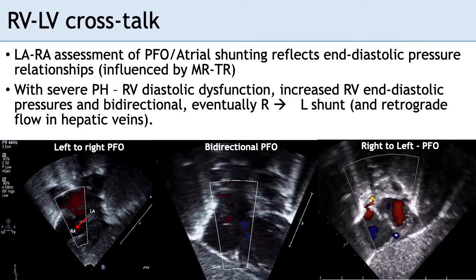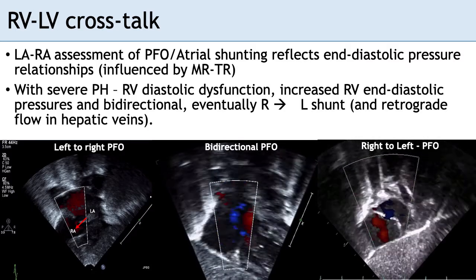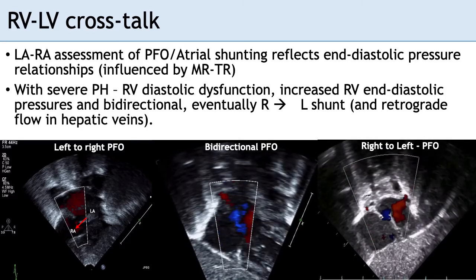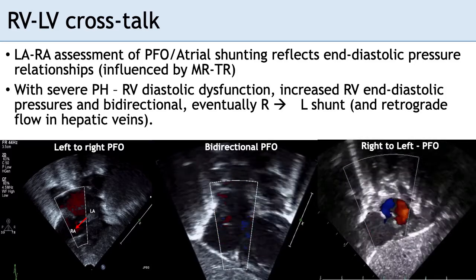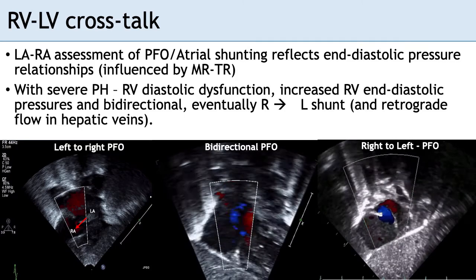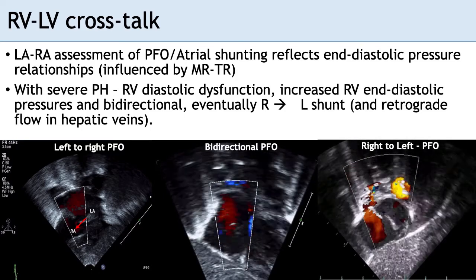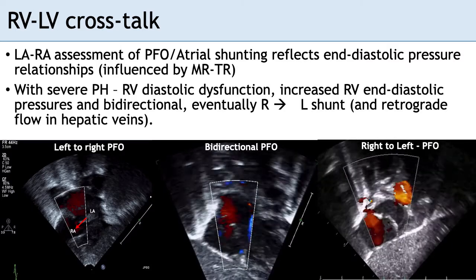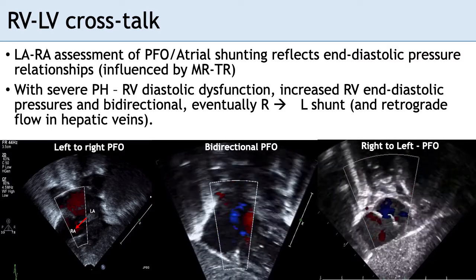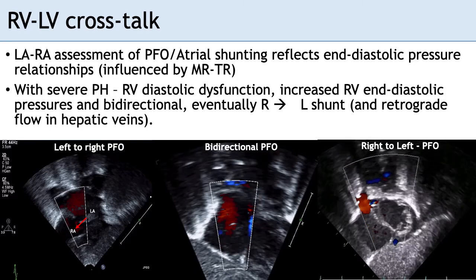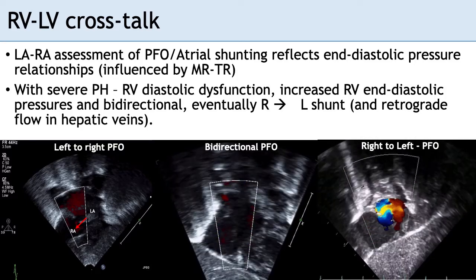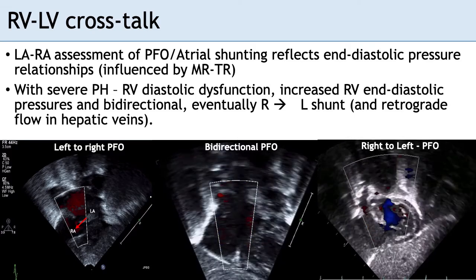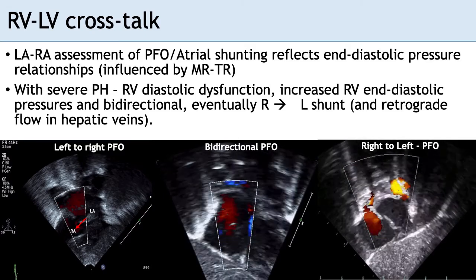So if you have, for example, RV failure, your right atrium has difficulty emptying into the right ventricle, the pressure within the right atrium will build up and eventually will unload into the left atrium, bringing deoxygenated blood into the systemic circulation. Other signs of RV diastolic hypertension could be dilatation of the inferior vena cava or superior vena cava, but those are typically more subjective measurements, or a significant amount of retrograde flow in the IVC or SVC.